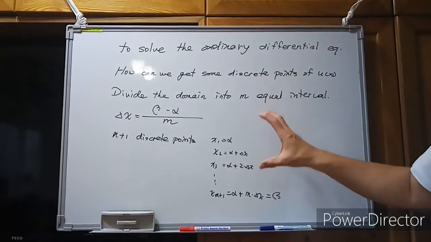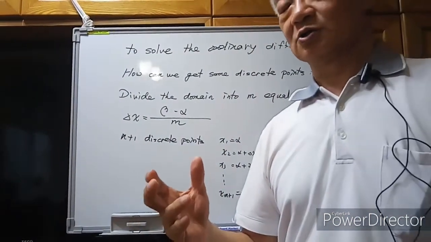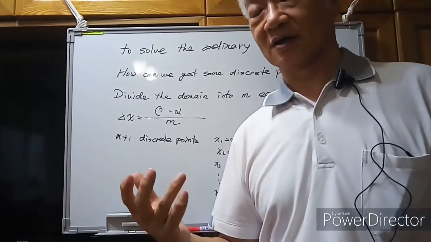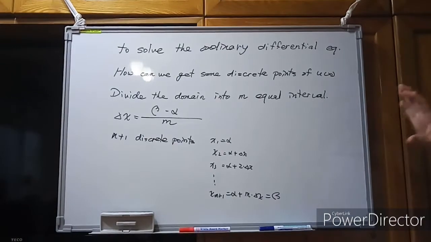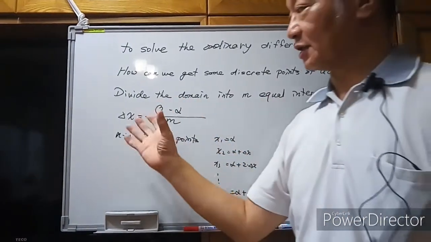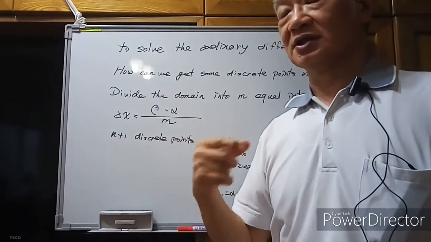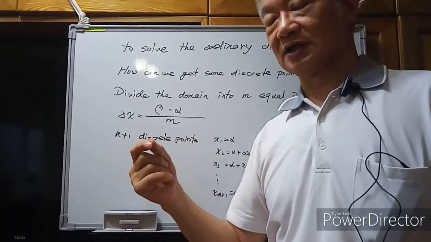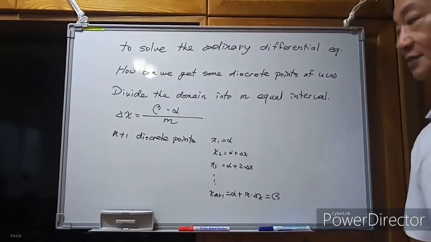Okay, so right now we are not going to solve the continuous u of x function. However, we can solve n plus 1 discrete points, and we would like to get the estimated value of the u of x.